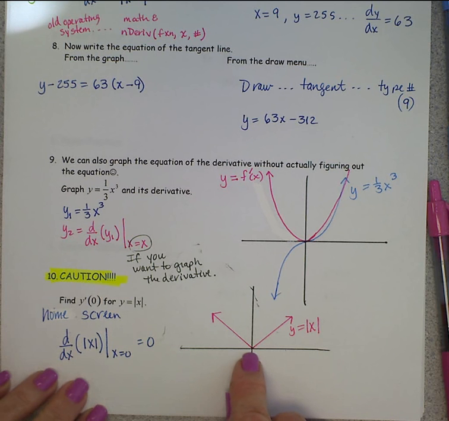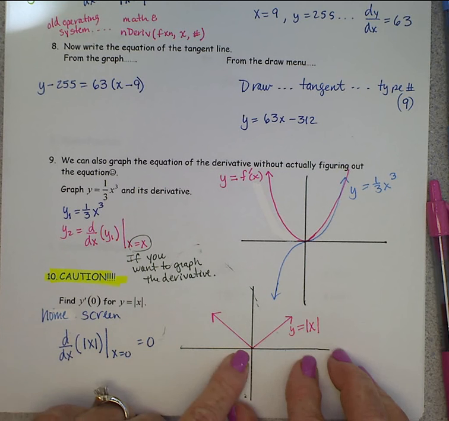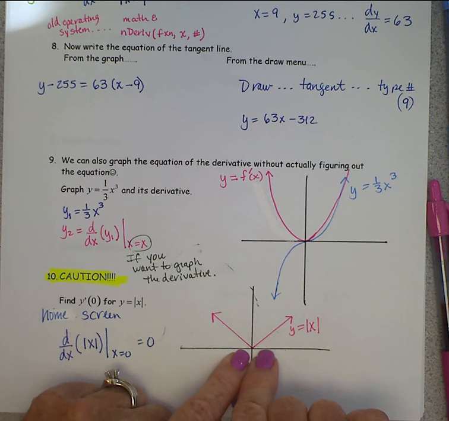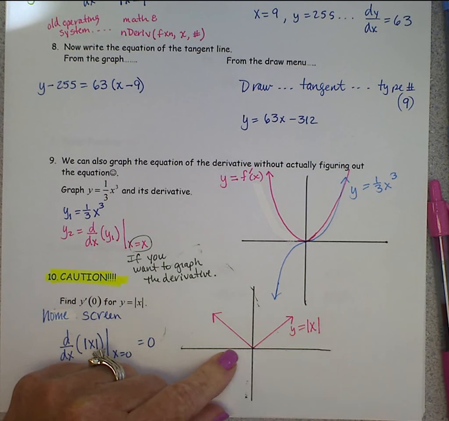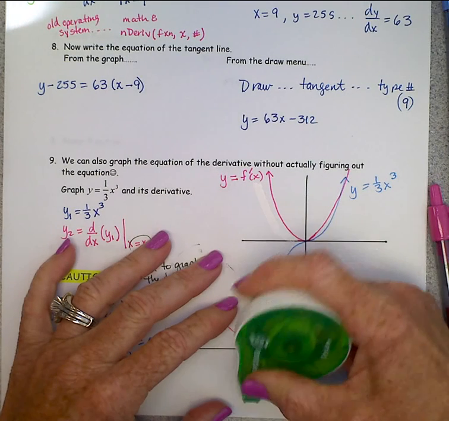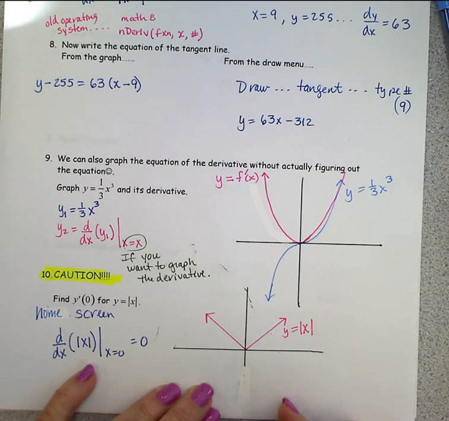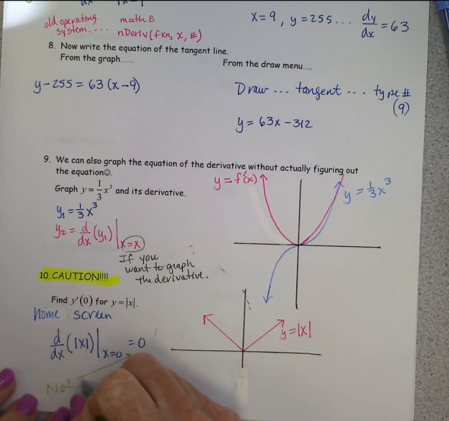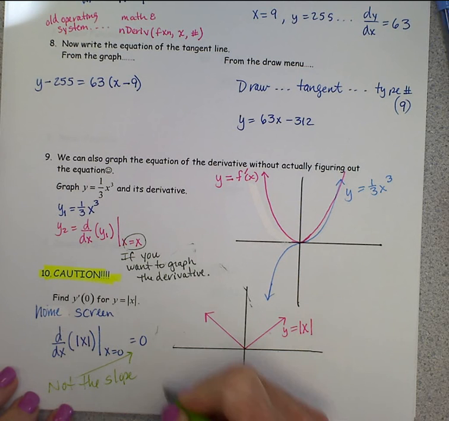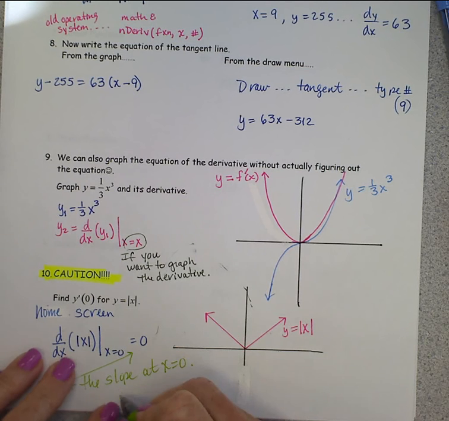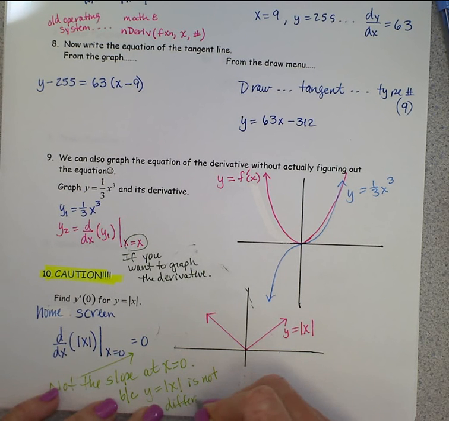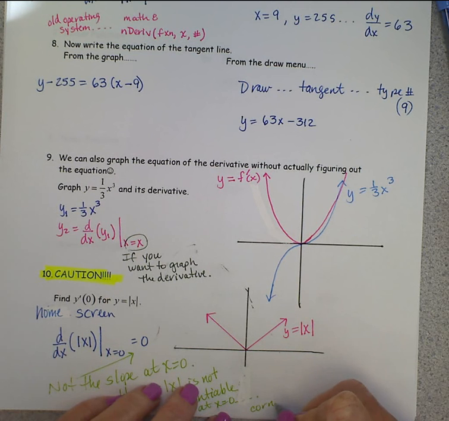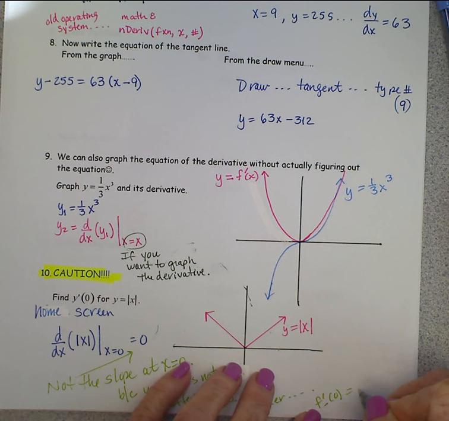There's a corner. Because the slopes of the tangent lines from the left do not equal the slopes of the tangent lines from the right. Okay, this said the slope was 0, but we know that the slope doesn't exist at x equals 0, and there is no tangent line at x equals 0, because the function is not differentiable there. There's a corner. y equals the absolute value of x is not differentiable at x equals 0. f prime from the left side of 0 does not equal f prime from the right side of 0.